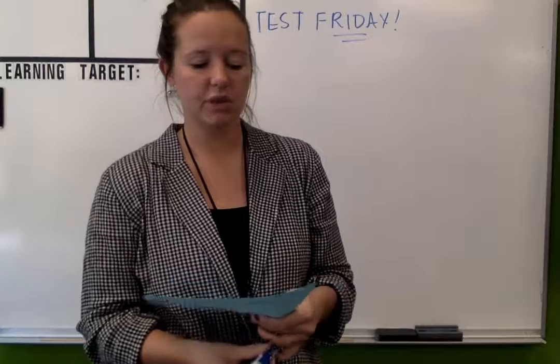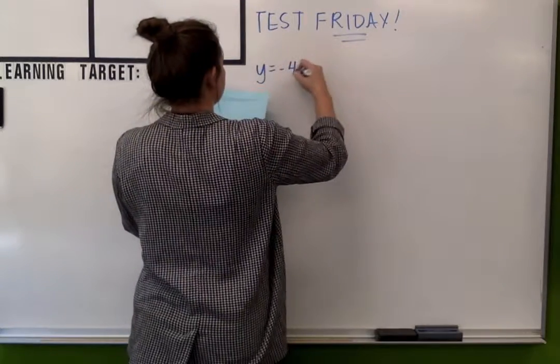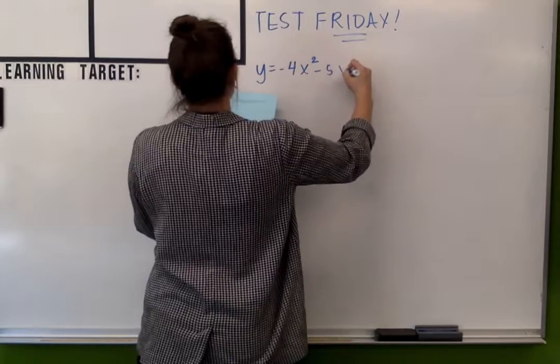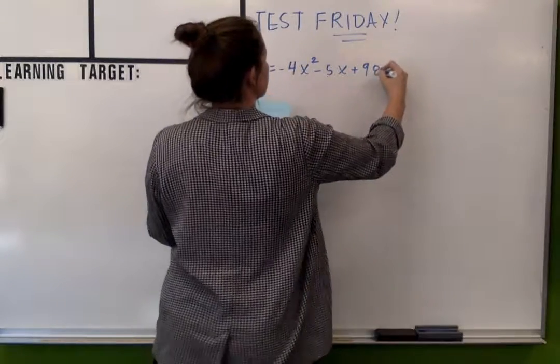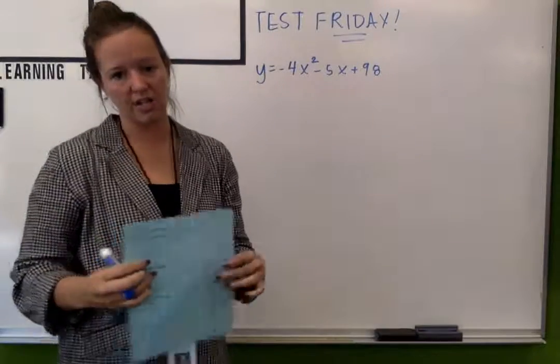So, you have this equation, y equals negative 4x squared minus 5x plus 98. And your job is to use this equation to figure out how long he was in the air.